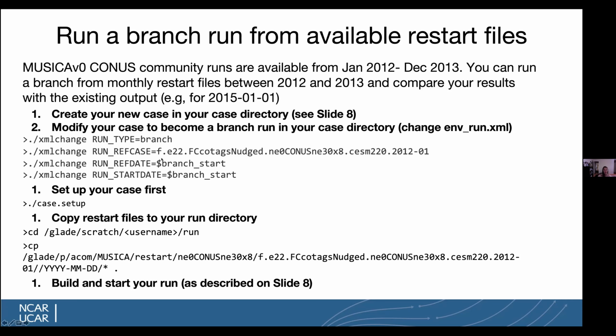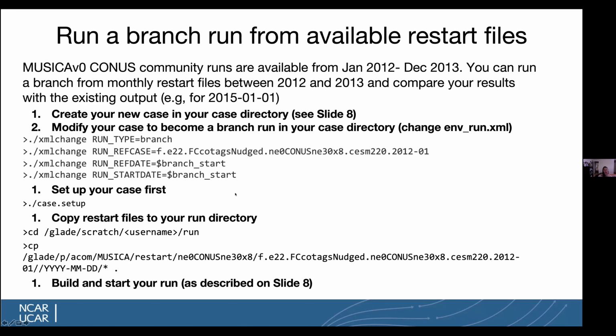And so your run ref case, in this case for the community runs, is the run that we performed. So you need to put that name in here. And then you can add your ref date, which can be going from anywhere between 2012 or 13, or if you have already done a 2015 run, you can also branch from that case that you already did and start there.